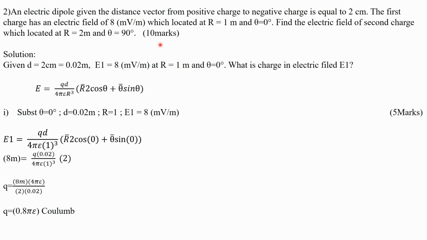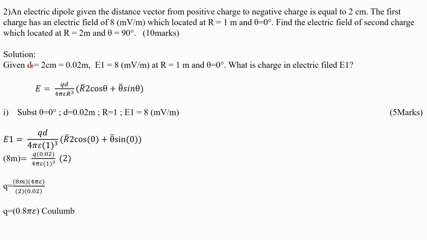So let's start with question 2. Question 2 is given 10 marks. An electric dipole has a distance vector from the positive charge to the negative charge equal to 2 cm. The first charge has an electric field of 8 mV/m, located at r equal to 1 m and theta equal to 0 degrees. Find the electric field of the second charge, located at r equal to 2 m and theta equal to 90 degrees.